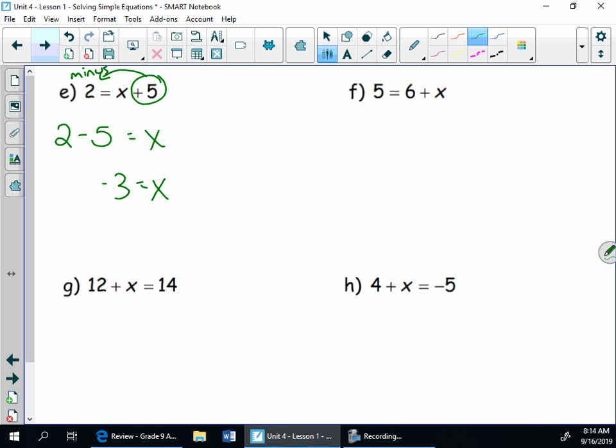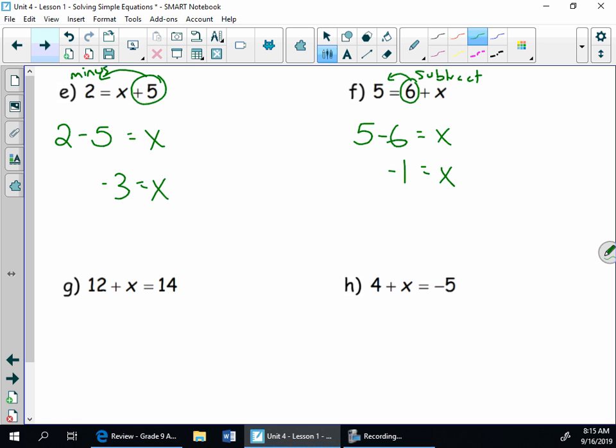Okay, same thing in the next one. I want to move the 6. I move the 6 to the other side. Now here you have to think a little bit. What is the 6 right now? Well, it's a positive 6, in other words, a plus 6. So I move to the other side, I have to subtract again. So 5 take away 6 is x. What's 5 minus 6? That's negative 1.